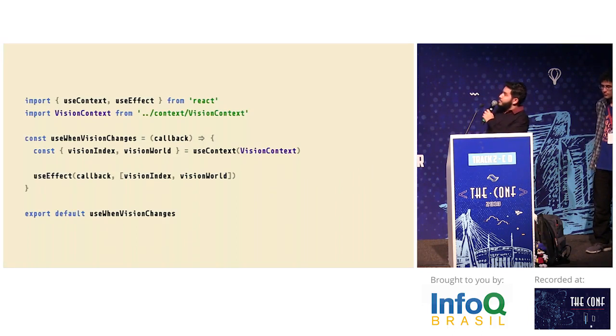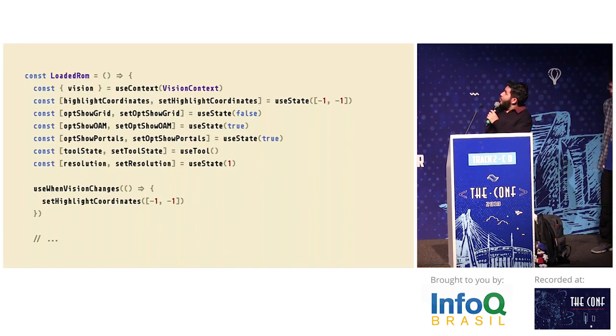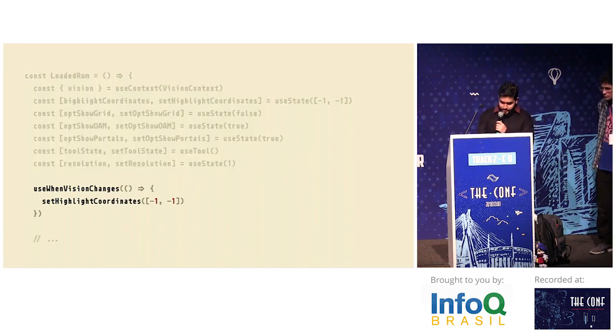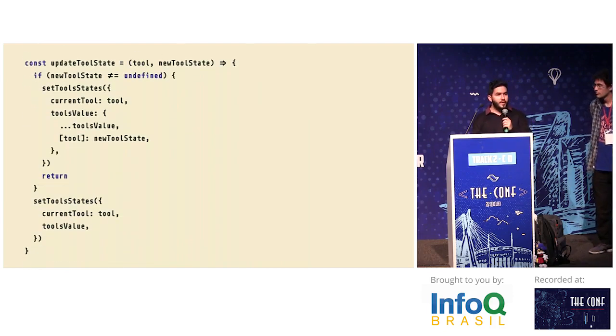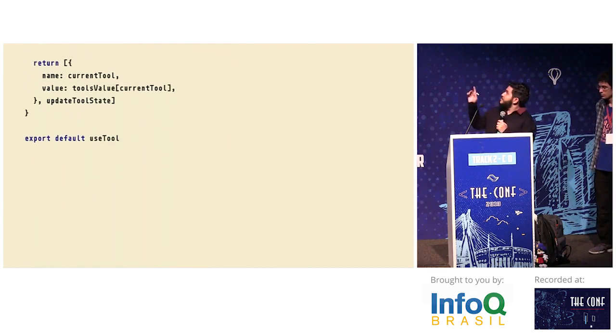The first one is, for example, useWhenVisionChanges, and here we use context and useEffect to have a hook that basically notifies the view whenever the user selects another vision. And also we have more complex hooks, like this useTool, and this is a hook that has like 35 lines of code, and yeah, I had to split it in 3 slides. We like to highlight it because it's complex side-effect logic, as I mentioned, 35 lines of code. And with those custom hooks, we can isolate complex side effects logic well in a reusable way.